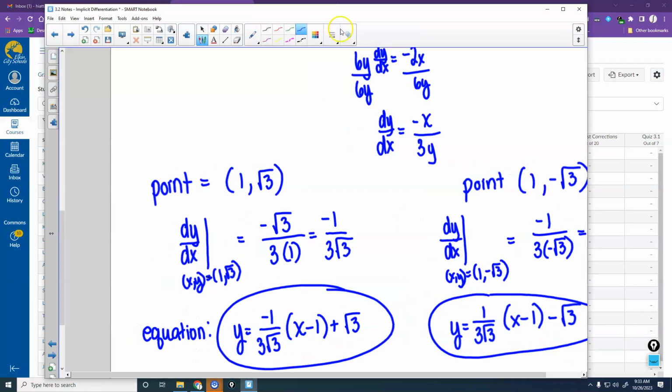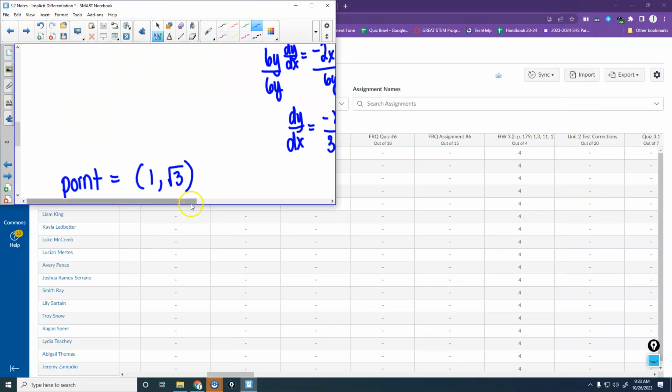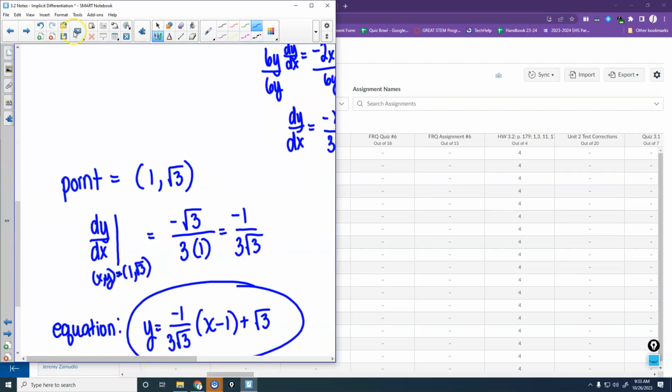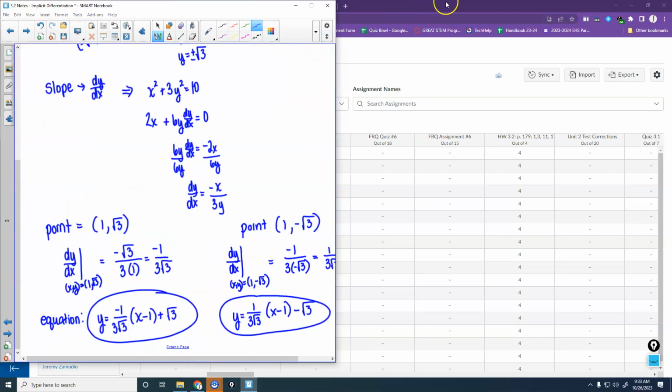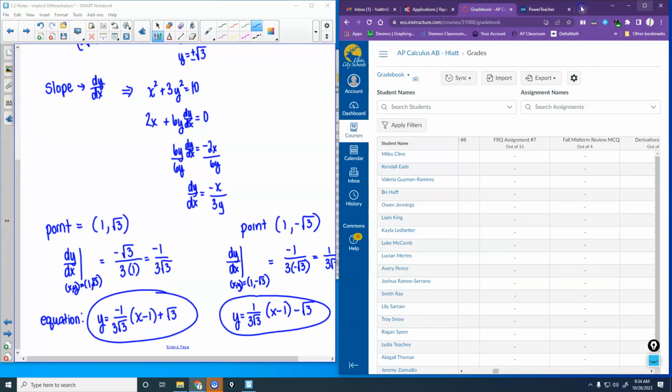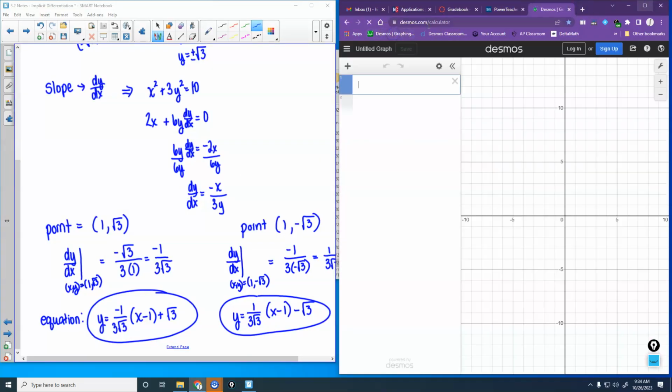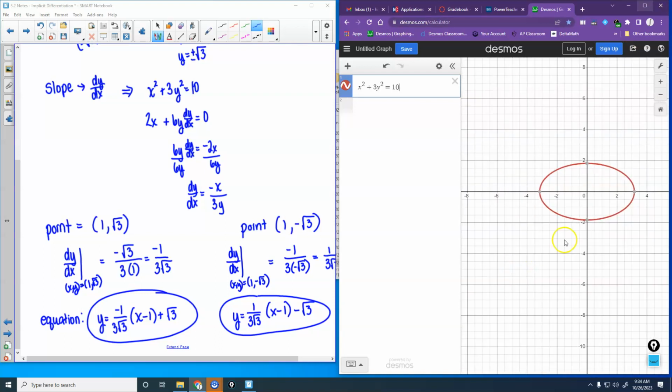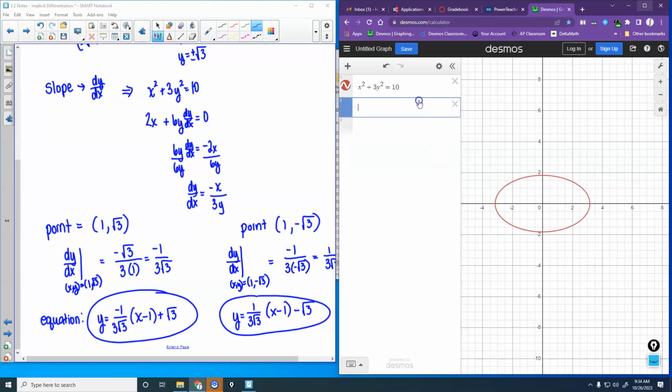Now, let's look at this just so you guys, I think it helps to picture this. You can't use Desmos on this on real assignments, but I think picturing what's happening is helpful. So let's look at what it looks like on Desmos. So my original equation was x squared plus 3y squared equals 10. So there is my ellipse that I'm talking about, right? And I'm looking at where x equals 1. So I'm looking at these 2 points right here, right? And those points are the ones that we found.